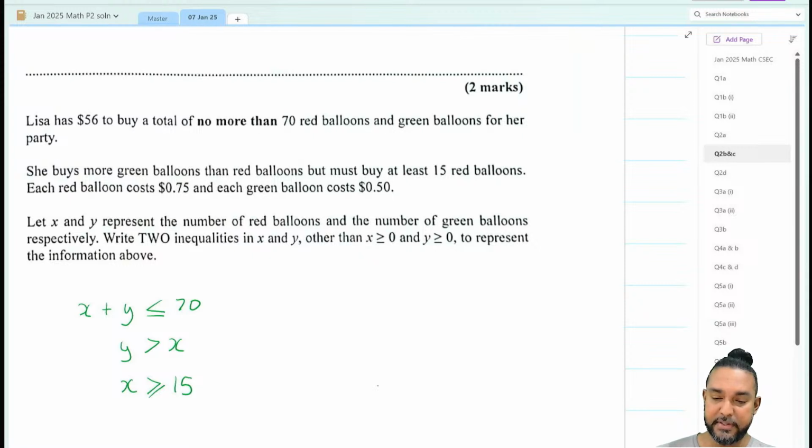And 75 cents and 50 cents. Okay, so 0.75x is the total money spent on your red balloons. 0.50y is total money spent on green balloons. And this has to be less than or equal to total money available, which is $56, right?